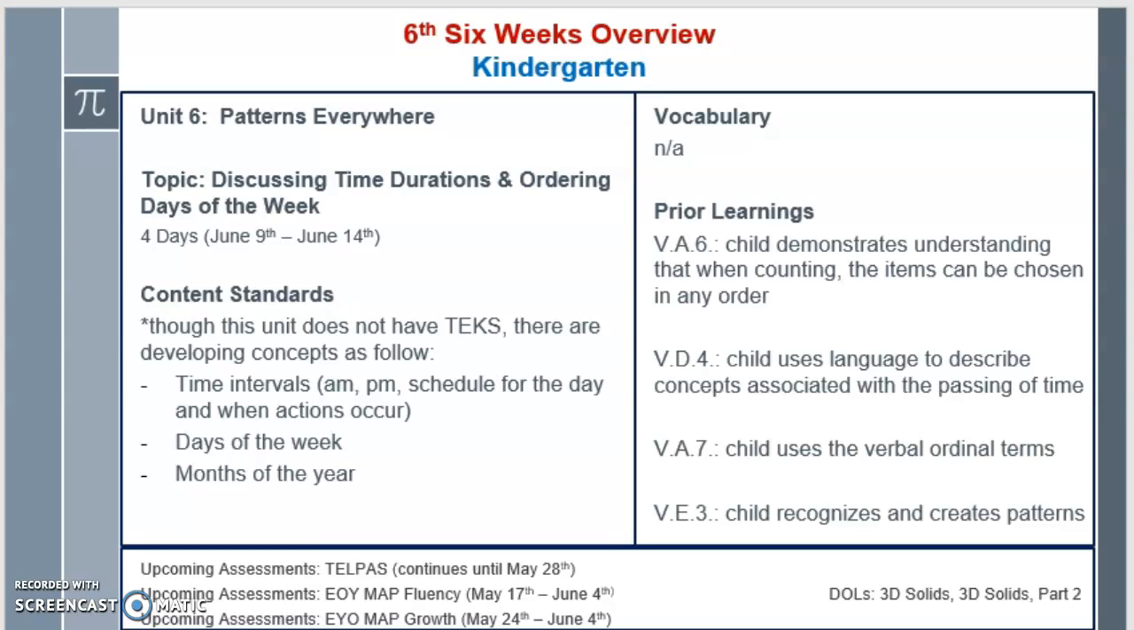So for us in kindergarten for this unit for these 4 days, we can be working on time intervals, AM, PM, schedule of the day and when things occur, evening versus morning, dusk and dawn, days of the week, months of the year. In kindergarten again, or pre-K, students used language to describe the passing of time, and they also ordered different items throughout the day and recognized patterns and created those. That is essentially what days, month, and time are, just patterns. So we're going to be continuing to work with that.